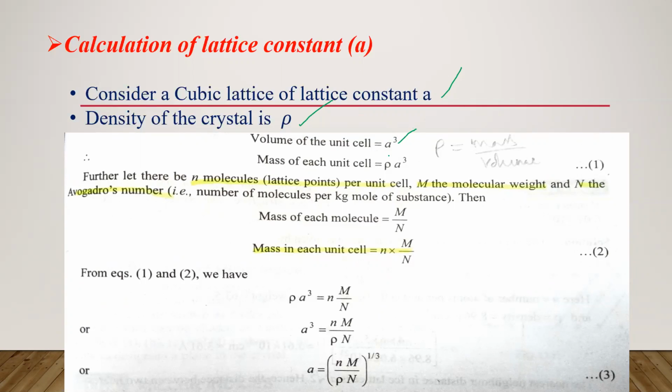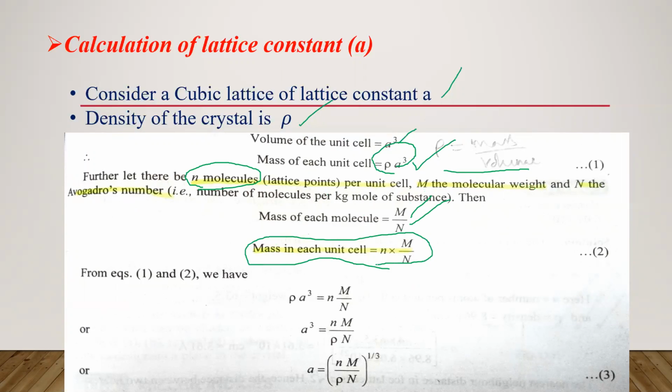Mass of the unit cell will be density into volume. Since density is equal to mass by volume, mass equals density into volume. Hence the mass of each unit cell is rho A cube. Let us consider that there may be n molecules or n lattice points per unit cell. M is the molecular weight and N is Avogadro's number. Then what would be the mass of each molecule? M by N, molecular weight by Avogadro's number. But here there are n molecules, so n into M by N will be the mass of each unit cell.